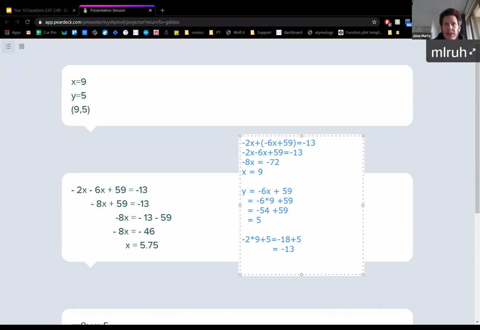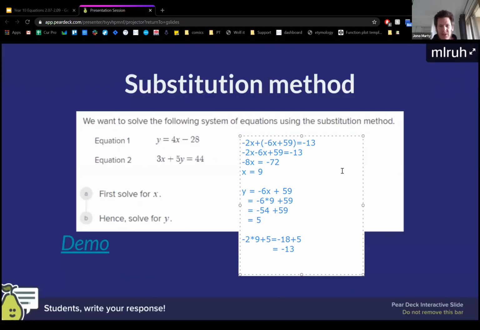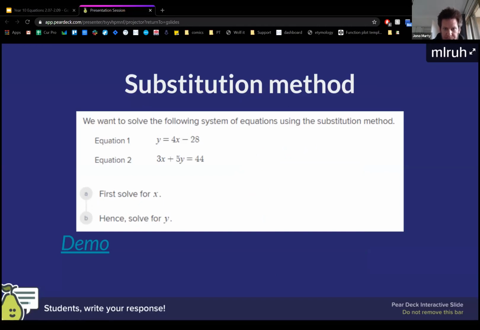Okay, let's get to the next one. Want to be able to look at a few contextual questions here as well before we finish. Okay, this is a harder substitution method because now we have one equation which is still in terms of y, but our other equation has 5y in it. But we still follow exactly the same steps. We want to substitute equation 1 into equation 2, but we'll have to multiply this by 5 now.